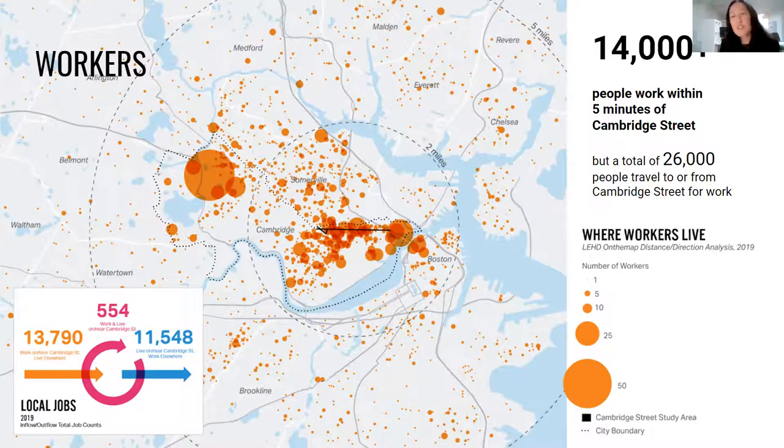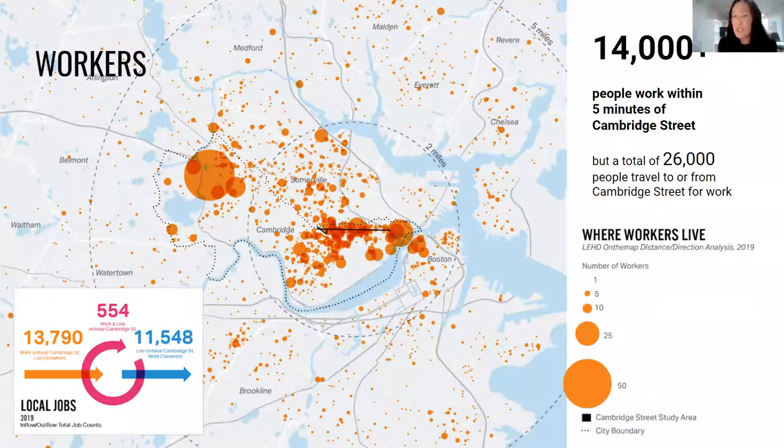The other user group we're interested in are the workers of this corridor. Over 14,000 people work within this 5 minute walk shed of Cambridge Street from Inman to Lechmere. The circles on this map show where they are commuting from. You'll see a lot appear to be coming from Alewife, that's a very large circle, but a lot are also clustered in and around Cambridge Street itself.